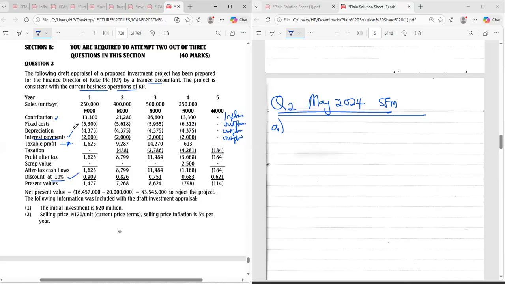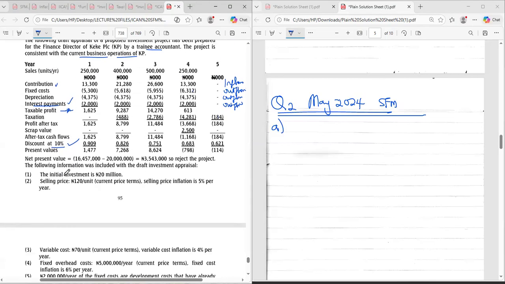Does it make sense? It therefore means that on a normal day, interest payment should not even be in the limelight. It should not be here because our discount rate of 10% has captured it. Does that make sense? Okay. Now let's pause there for a while. Let's check our additional information and see whether any of these figures, like contribution, is going to change.